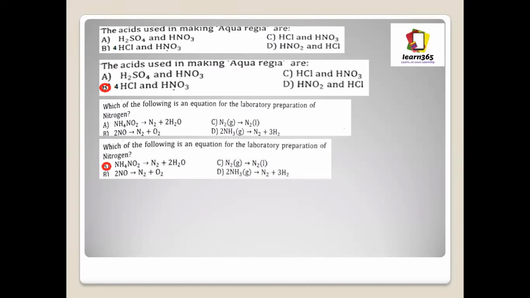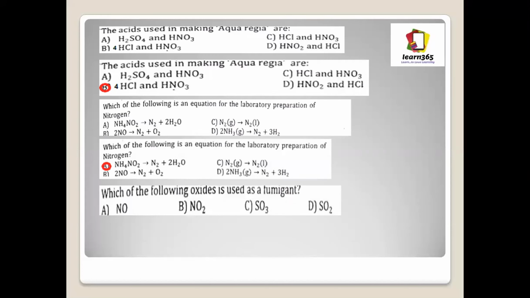Okay. Now the right answer is A. Do you know why A? Because in the lab, NH4NO2 gives nitrogen plus water. Some of you had written other options, which is not right, okay? Remember this equation.